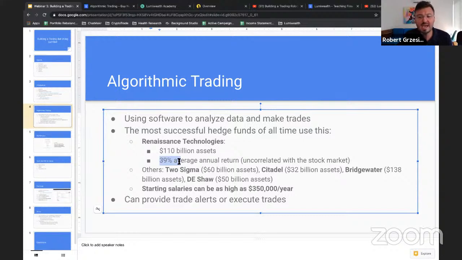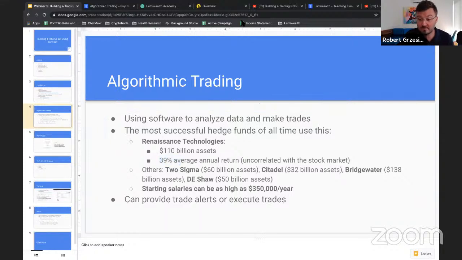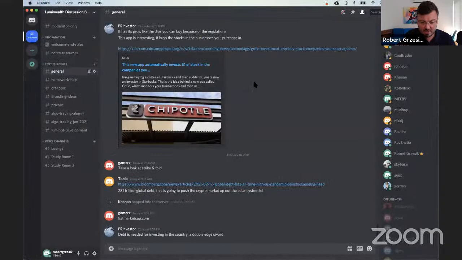It's like a 1,000x return over this time period. It's incredible the amount of money these guys make, again, with very low risk, you know?